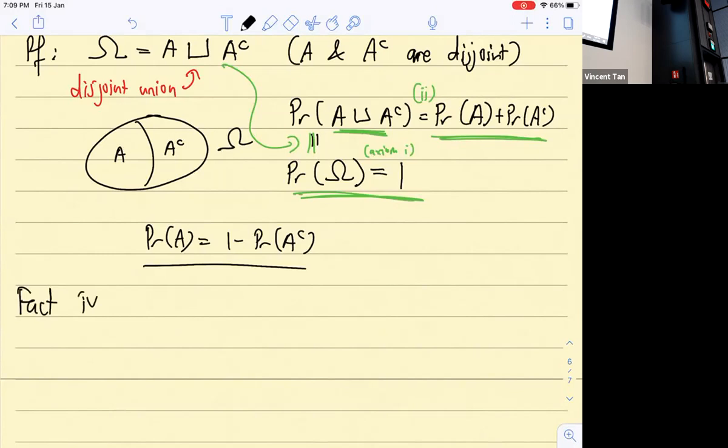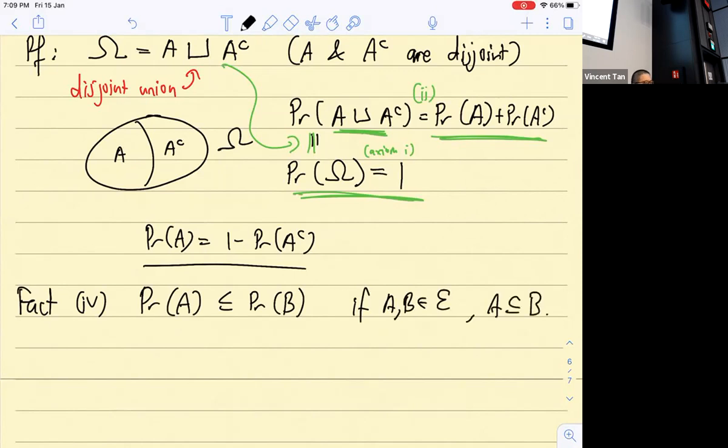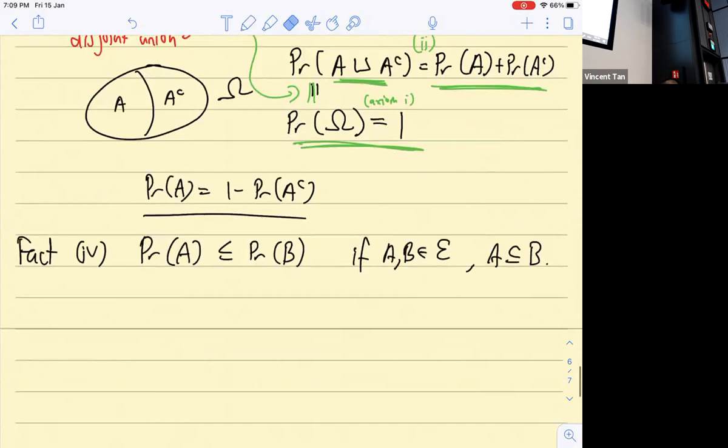Okay. So fact 4, this is even easier. The claim is that probability of A is less than or equal to the probability of B if A and B are events and A is contained in B. A is a subset of B. Again, I use this subset notation; I could have used the other one instead. These two mean the same thing to me.